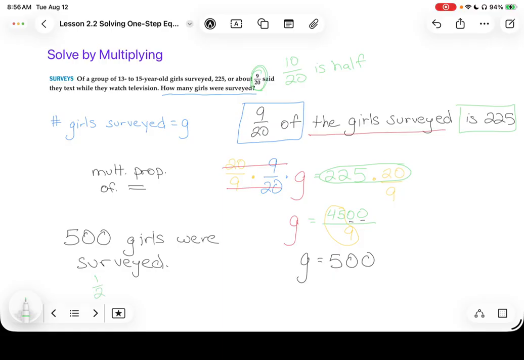Half of 500 is 250. So a little bit less than 250 should say they text while watching television, and the number was 225, which is a little bit less than 250. So I would say yes, my answer makes sense in the context of this problem. I expected a little bit less than half to be texting while watching TV, and 225 is a little bit less than half of the number that I came up with for my final answer.